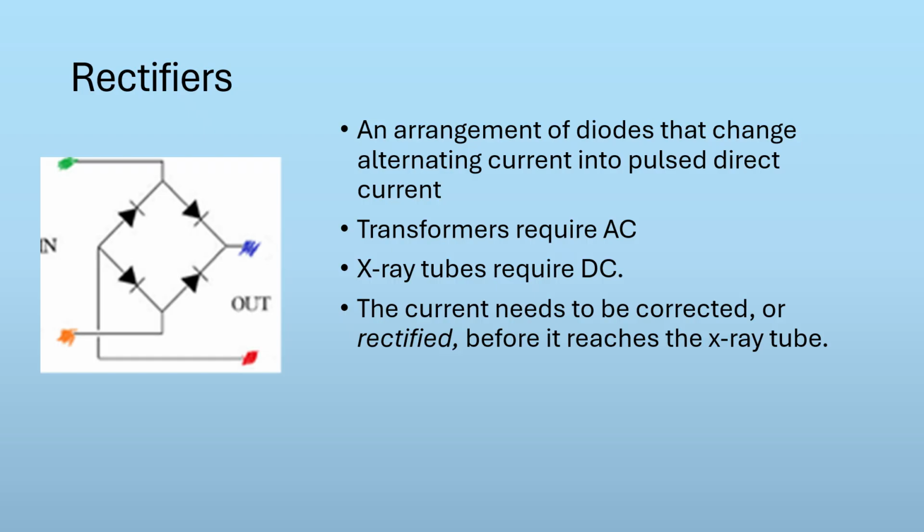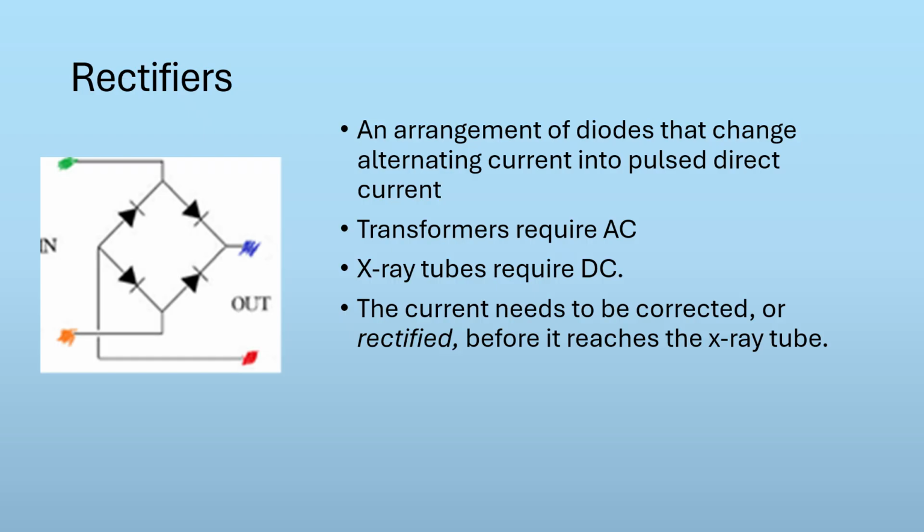So we have to correct the situation, or here in the South, rectify the situation. What is the situation? We have a high voltage transformer that is outputting high voltage AC, but we need to change that, or rectify that, into high voltage DC. And we do that with a rectifier bridge or just a rectifier. So the rectifier uses a geometric arrangement of diodes.